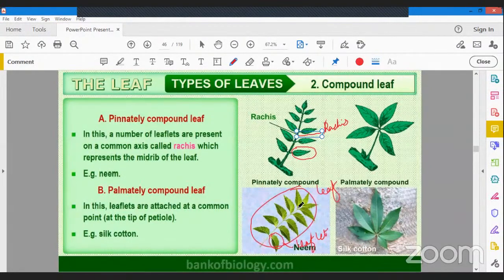One leaf will have many leaflets in it. Palmately compound leaf. Look. In this, the leaflets are attached to a common point at the tip of the petiole. So here you will not have a rachis. This whole thing is one leaf. Each small one here is a leaflet. So take it down.